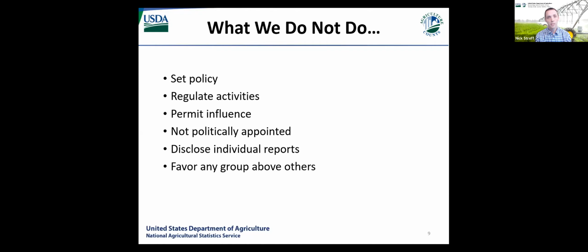Also, another thing to note is confidentiality is a big thing for NASS. So we don't share any reports that come to us with any other federal agencies, any other USDA agencies. And we're also free from Freedom of Information Act requests. We do not have to comply with those. Nobody can send in a FOIA request to get your data. NASS, as a statistical agency, is protected by laws that we cannot share your data, and we don't have to because of those laws.